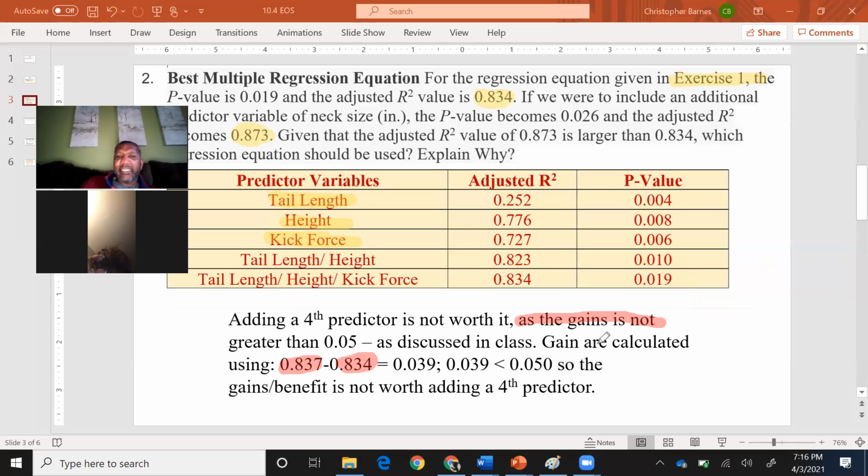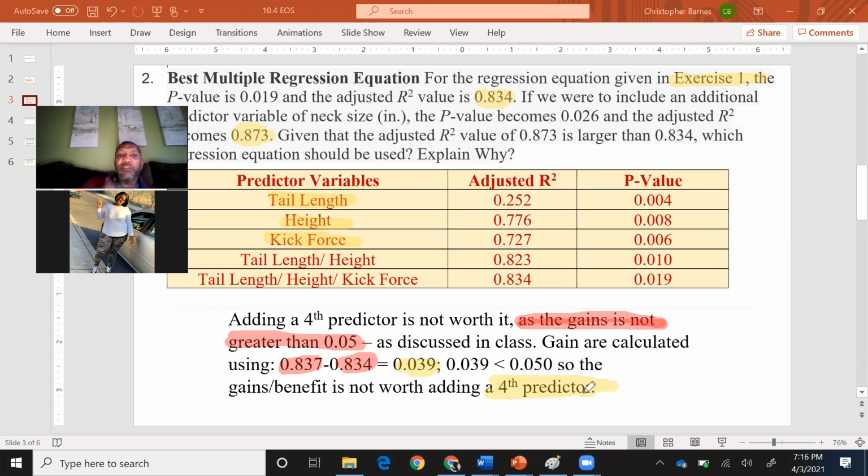The rule that we have in class is the gains must be greater than 0.5, right? So we're using that same 0.5 that we always use. When we calculate the gain with these two, we take the 0.873 and the 0.834 and subtract them. Since that gain is not greater than 0.5, you can see 0.39 is less than 0.5, the gain's benefit is not worth adding a fourth predictor. That's essentially what we're saying.